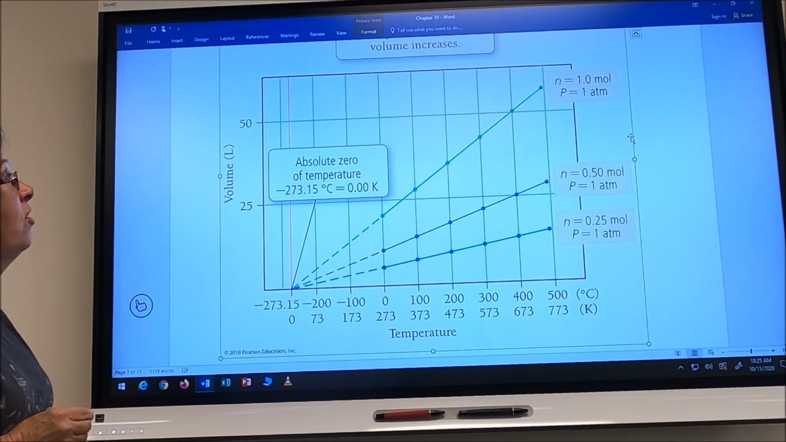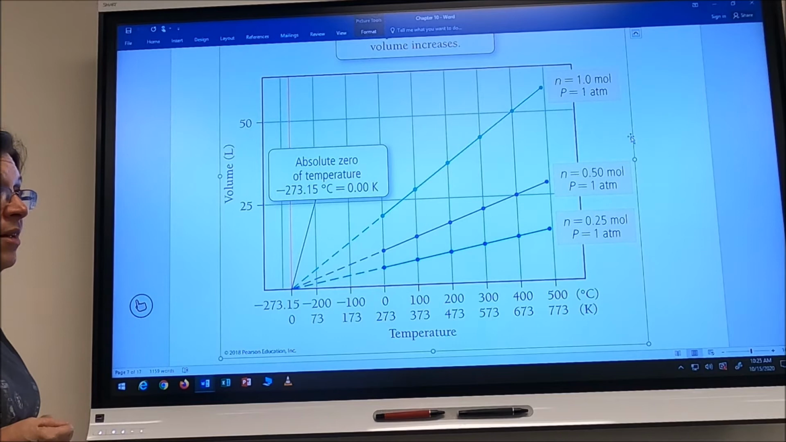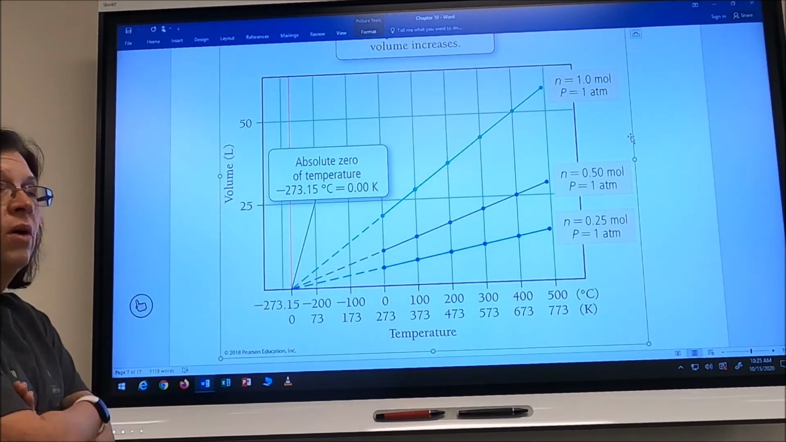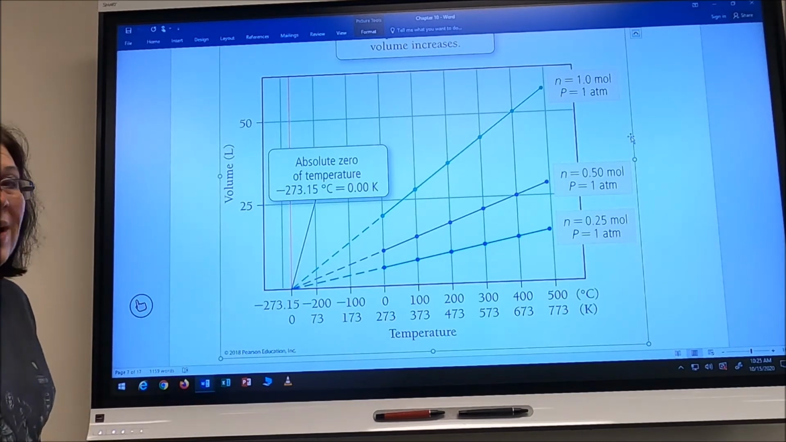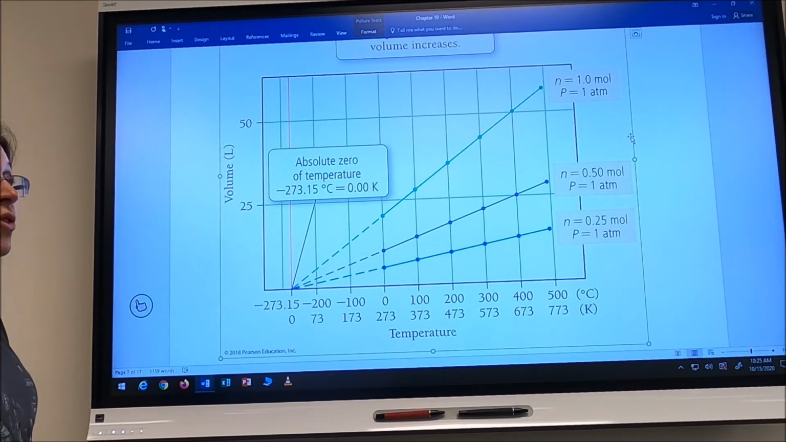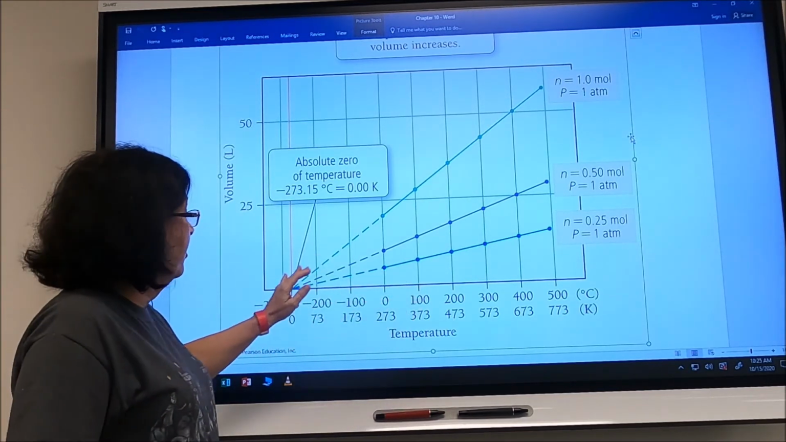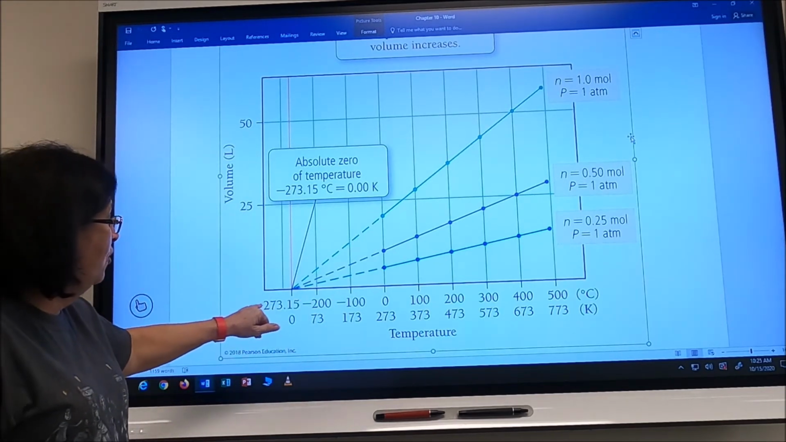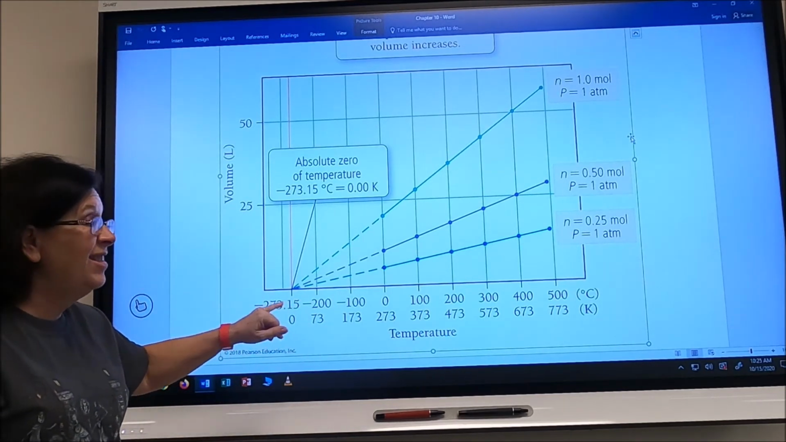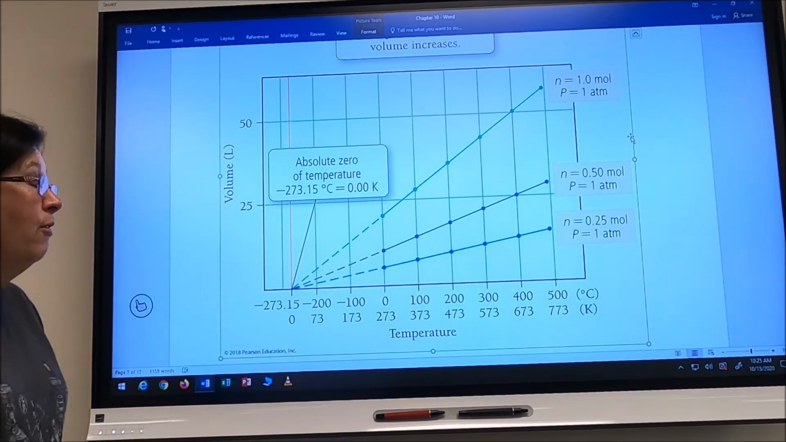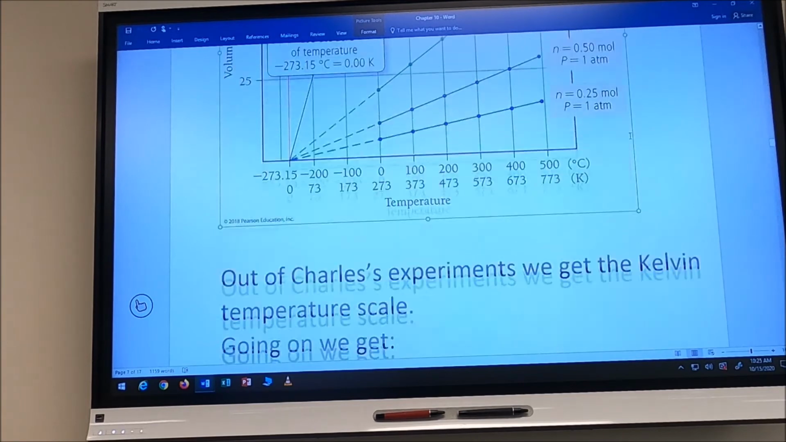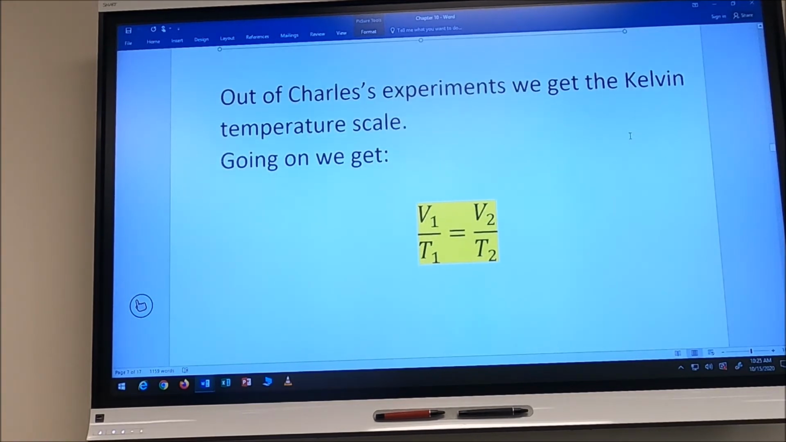And what Charles got out of this, actually what a friend of his got out of this that was looking at his data, is that there was a limit to how cold things could be. This is where we get the concept of absolute zero from. And the scale that sets our zero point at minus 273.15 is the Kelvin scale. 0 degrees Kelvin. His friend was Lord Kelvin.